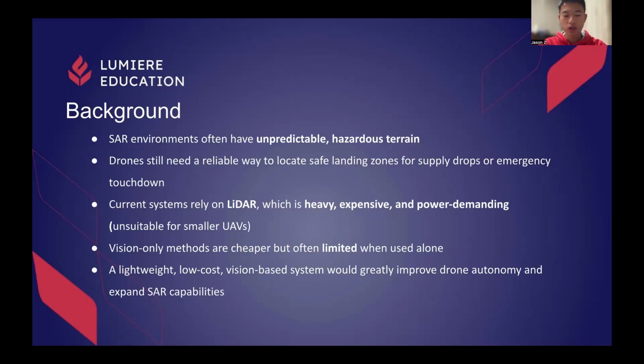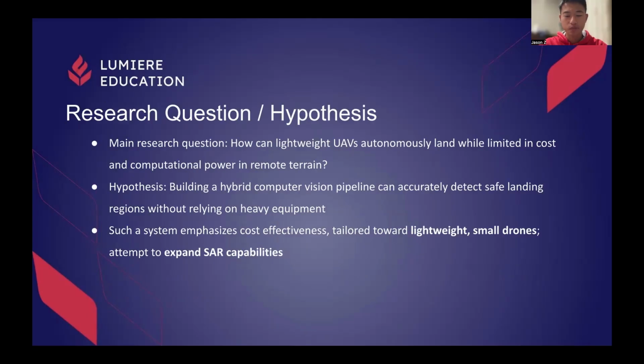Computer vision models, on the other hand, are far more lightweight and accessible, but when used alone, for example, only object detection or only depth, they often struggle with complex terrain, irregular shapes, or objects that blend into their surroundings. This highlights the need for a more complete system, a hybrid method that can combine semantic understanding, geometric reasoning, and depth information to improve landing zone detection while staying cost efficient.